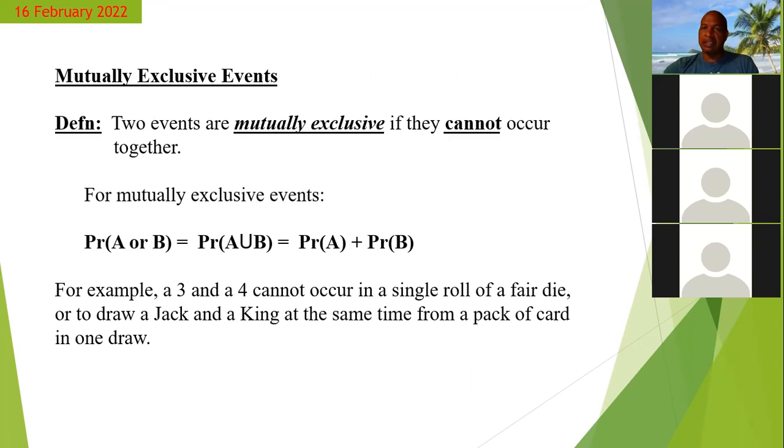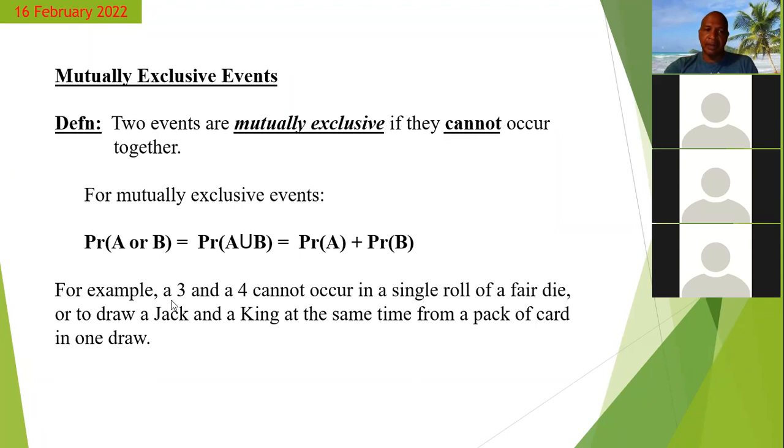All right, so it's basically a single event where you want to get two results in one single event, so to speak. In other words, drawing an ace and drawing a king, there are two events that you would like to occur in one single draw, and that cannot happen. So we say that they are mutually exclusive.